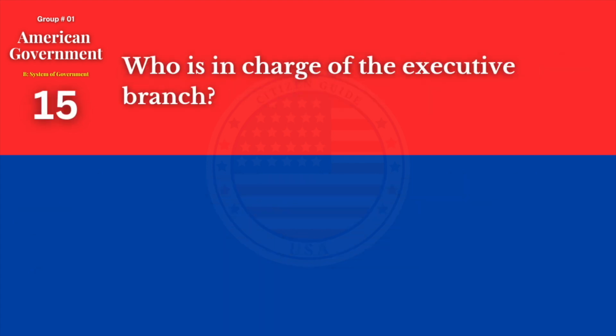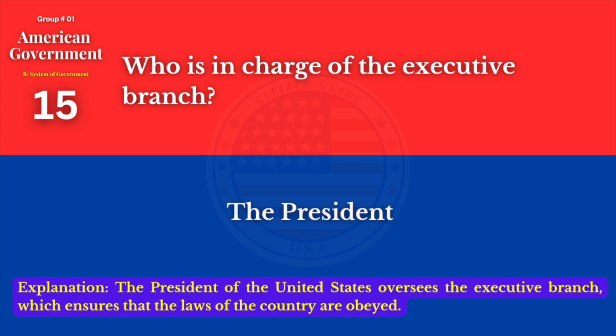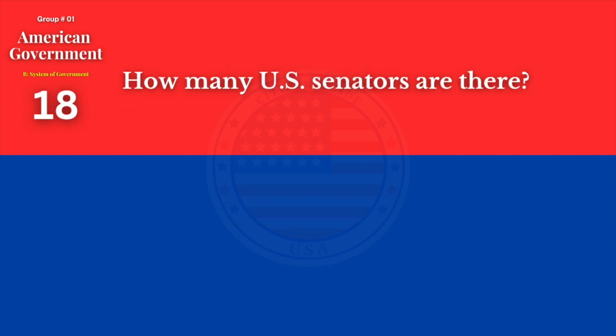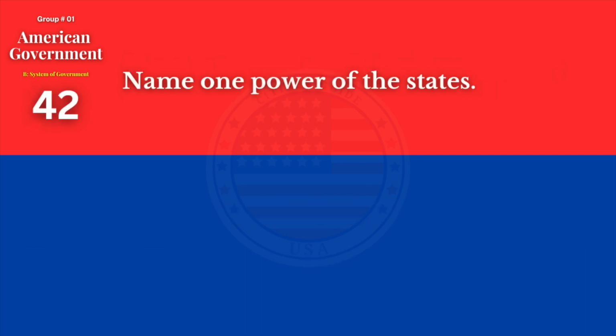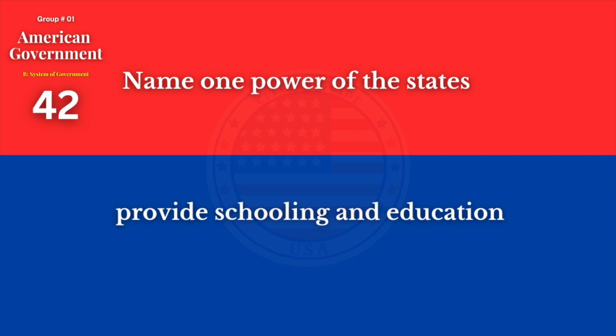Who is in charge of the executive branch? The President. How many U.S. senators are there? 100. Name one power of the states. Provide schooling and education.